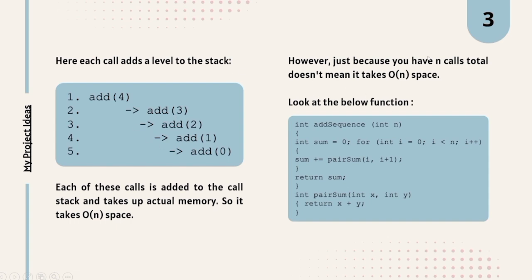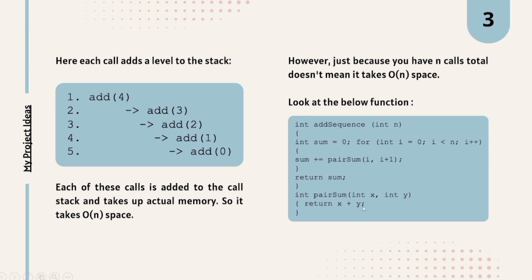However, just because you have n calls in total does not mean it takes big O of n space. If you have n calls, it does not mean that it will take big O of n space. Look at the function here. You have an add sequence function where your parameter is int n. So int sum is equal to 0 and you're taking this loop: int i is equal to 0, i is less than n, i plus plus. Then sum is equal to sum plus pairSum of i and i plus 1. Then you return sum.